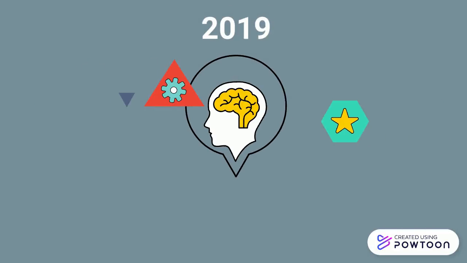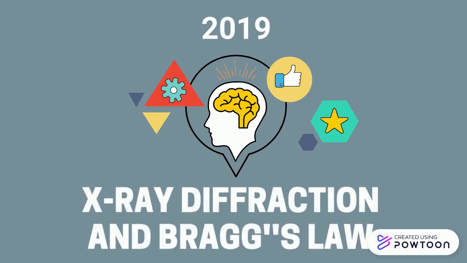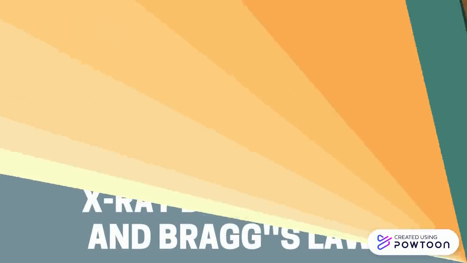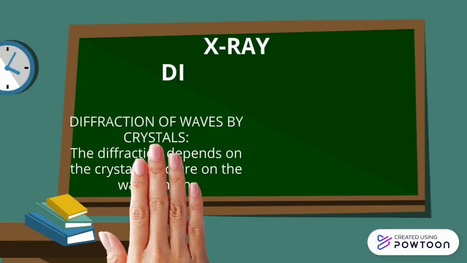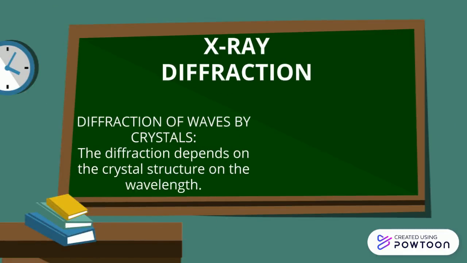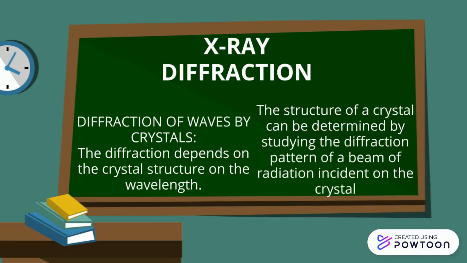Next, I would like to explain about X-ray diffraction and Bragg's law. The diffraction of waves by crystals depends on the crystal structure and on the wavelength. The structure of a crystal can be determined by studying the diffraction pattern of a beam of radiation incident on the crystal.